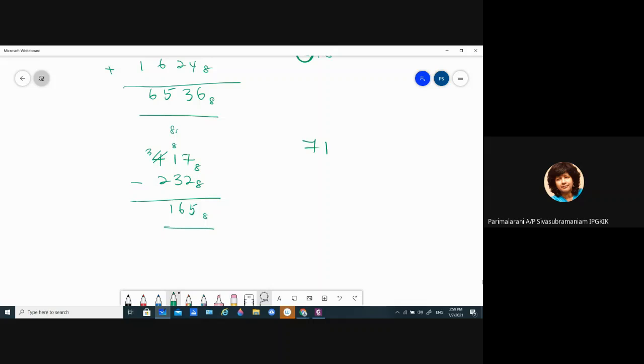One more example, 7138 minus 314. How do we do this? 3 cannot minus 4, so regroup. Here we have an 8. One group of 8 is 8 ones. So 8 minus 4, 4, 4 plus 3, 7. 0 cannot minus 1, we regroup again, so we have 6 here, and we have borrowed 8 groups of 8. So 8 minus 1, 7. 6 minus 3, 3.